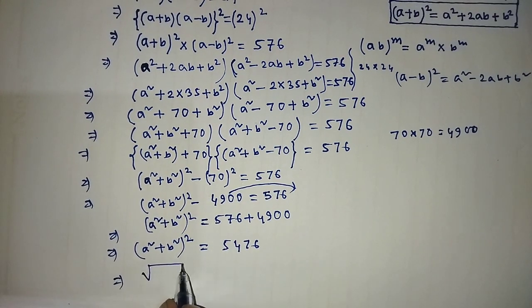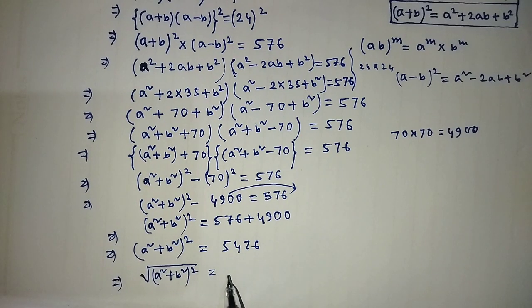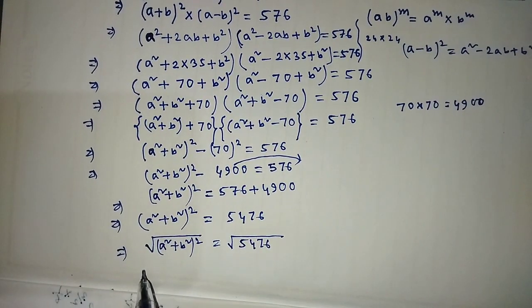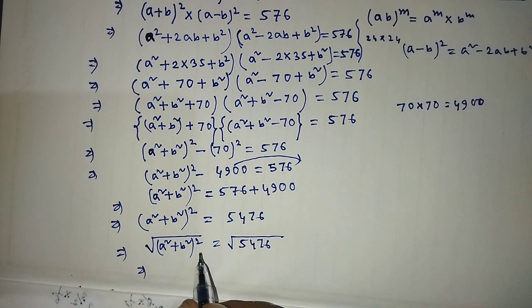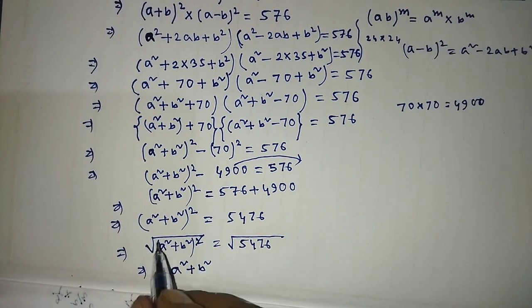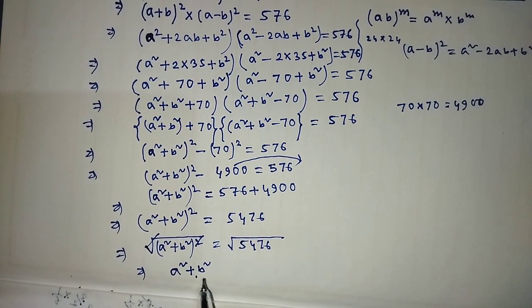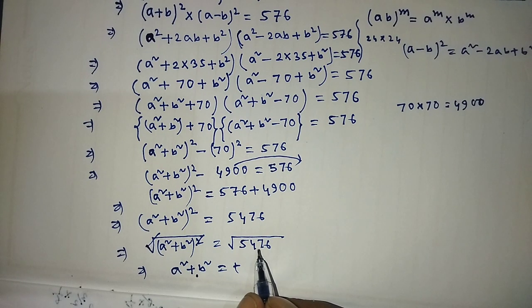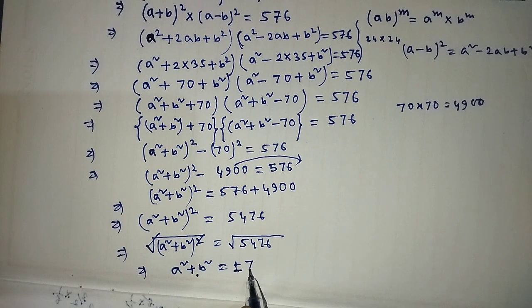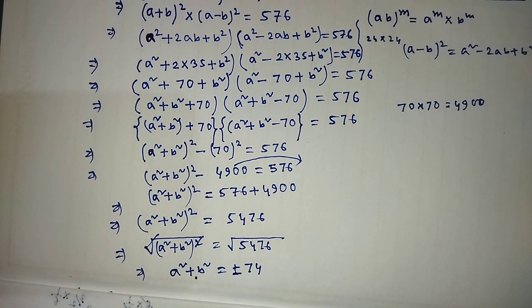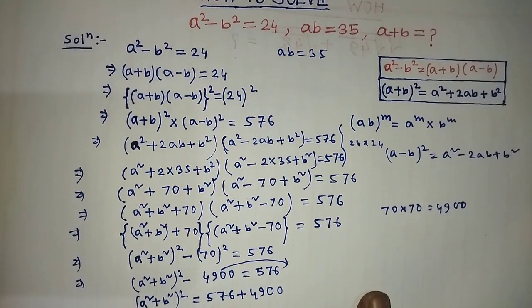After that we have to find the value of a² + b² from this algebraic equation. So we take the square root on both sides. The square root of (a² + b²)² will be only a² + b², since square and square root cancel, and on the right hand side the square root of 5476 will be plus minus 74.